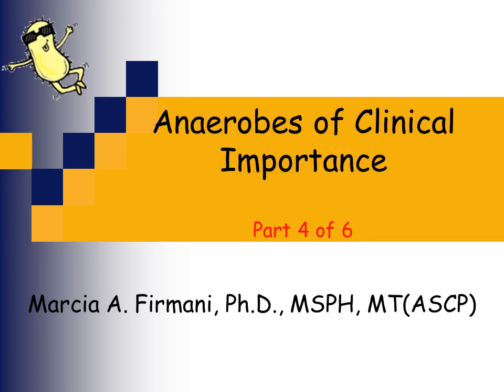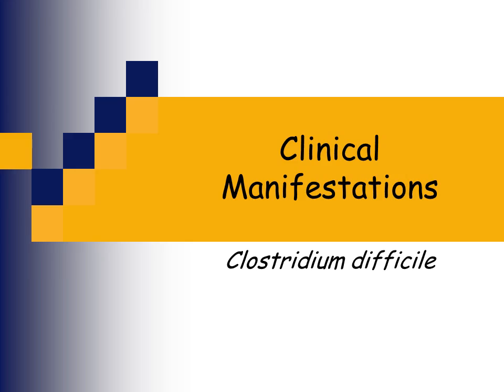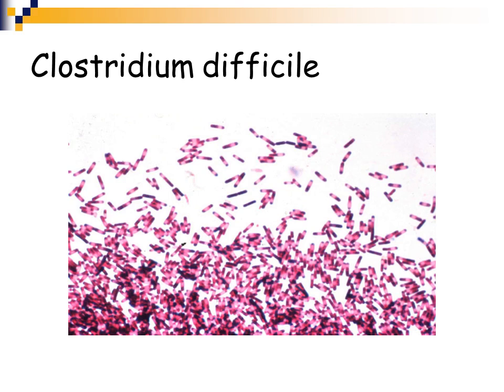This is the fourth section of our anaerobe lecture, and we're going to continue our discussion on some of the Clostridium species. We're going to start by talking about another Clostridium, and this is Clostridium difficile. Here is a gram stain of Clostridium difficile, and it is a gram-positive rod.